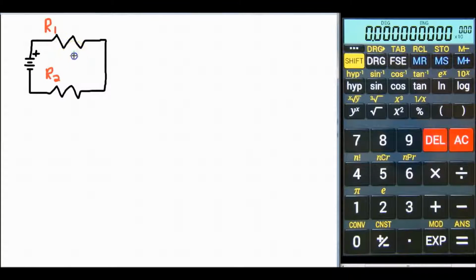We'll make the value of each resistor 1 kilo ohm, and we'll give it a 10 volt source.